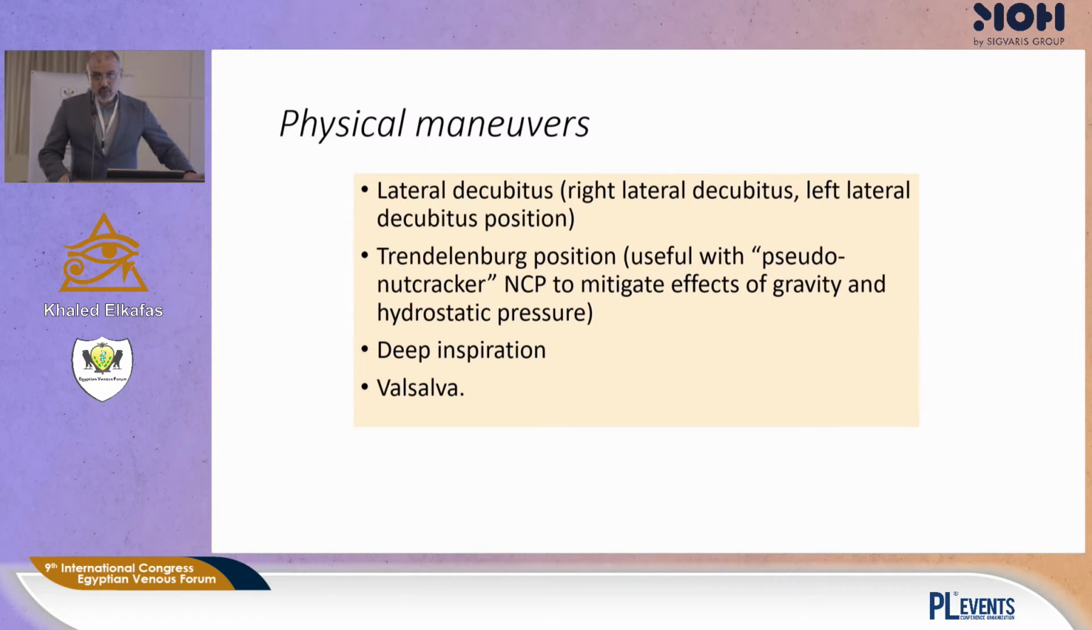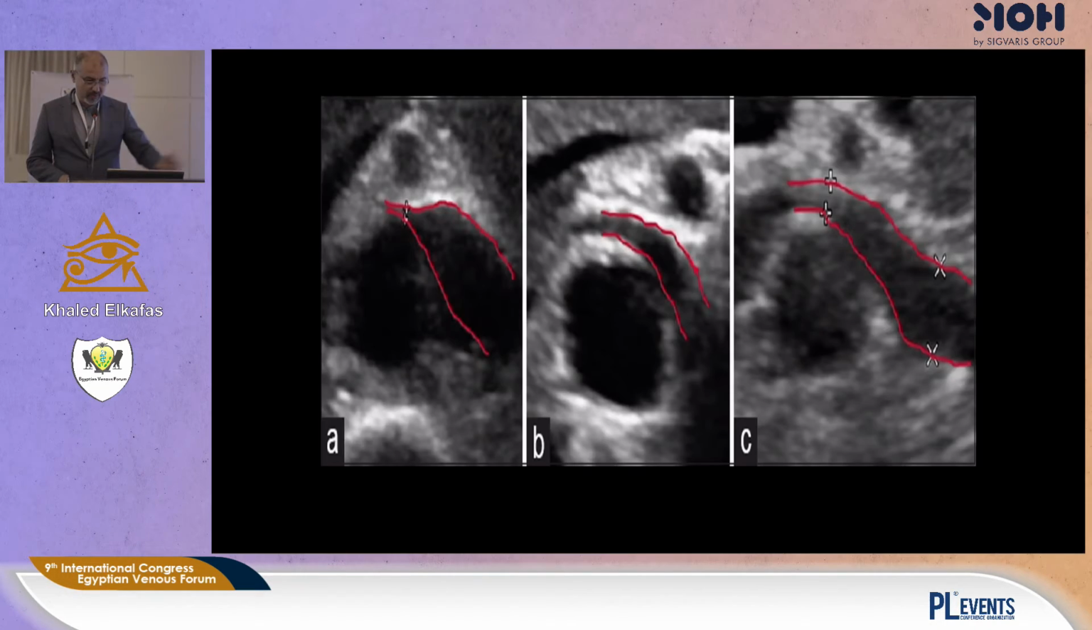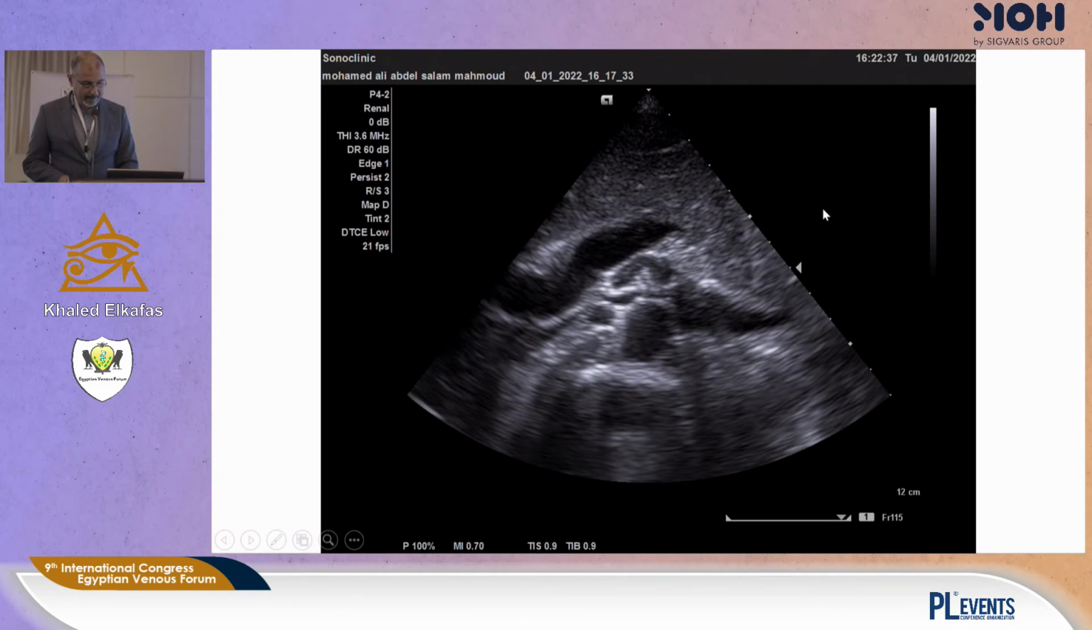The physical maneuvers to exclude pseudo nutcracker are, firstly, changing the position of the patient from supine position to lateral decubitus, either right or left, or using a Trendelenburg position to increase the flow in the renal vein and expand the vein. Also deep inspiration using the Valsalva maneuver, but the Valsalva maneuver may cause some motion artifacts and we can lose the appearance of the vein. Here's a pseudo nutcracker. By moving the patient to a lateral decubitus, the vein retained its normal diameter.